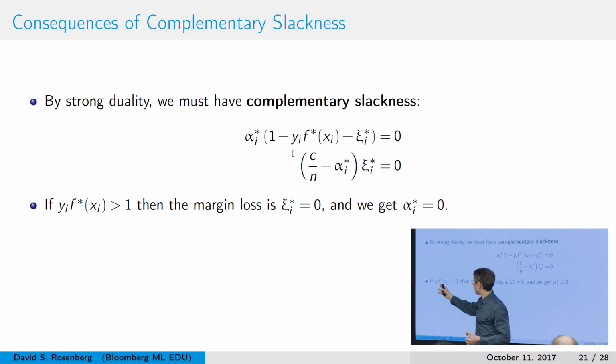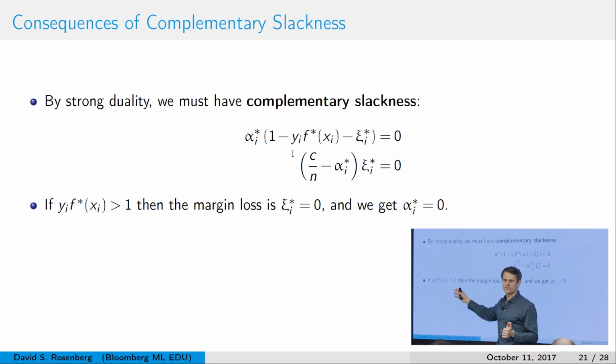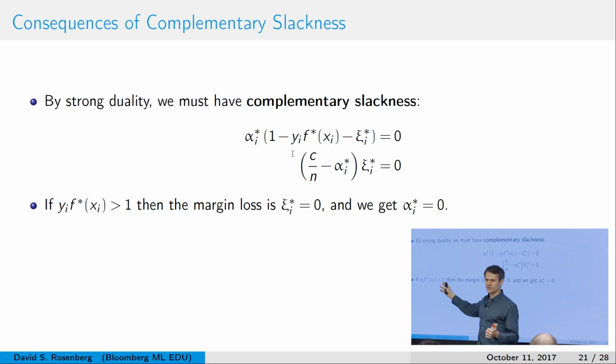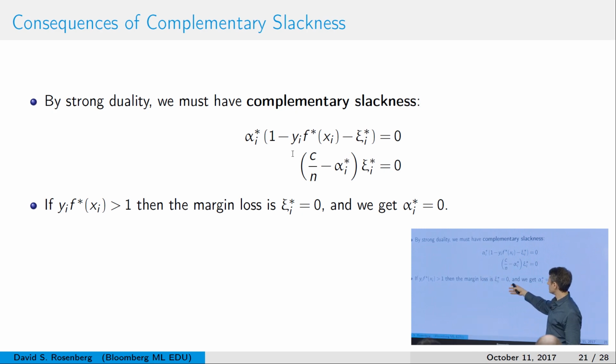So these are the slackness conditions again. If y_i f star of x_i is greater than 1, so if the margin is greater than 1, so strictly on the good side of the margin, then the margin loss is 0. Yeah, because the loss function is 0. And we get alpha i star equal to 0. Well, that's interesting, this last part.